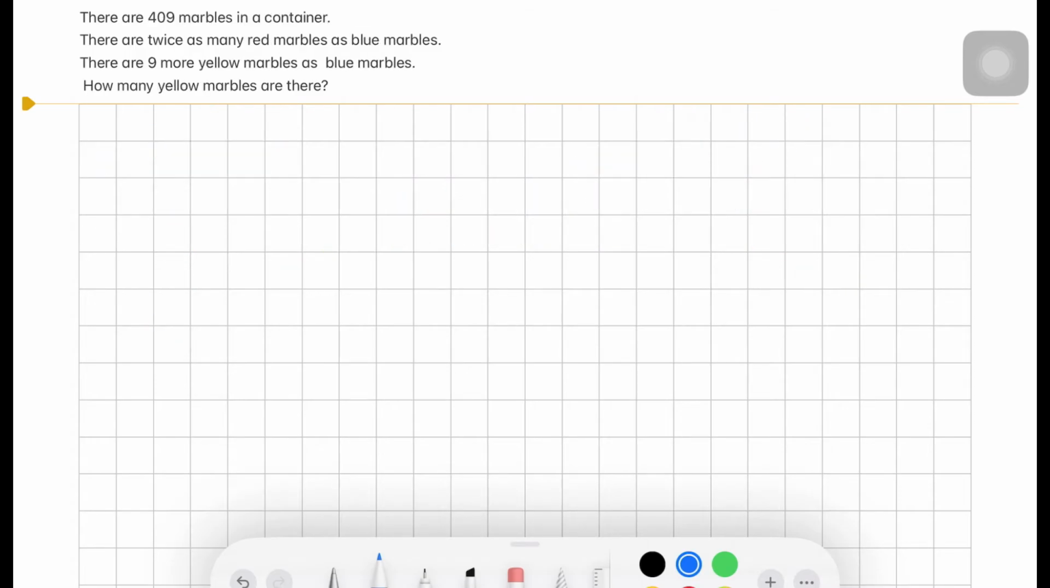Let's try another one. There are 409 marbles in a container. There are twice as many red marbles as blue marbles. So which is more, red or blue? So it is the red marbles. Let's try to model that. So red marbles, twice means 2 times. So the red marbles will have 2 units, while the blue marbles will have 1 unit.